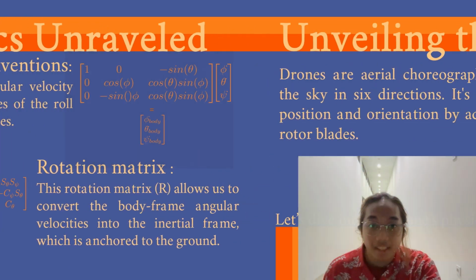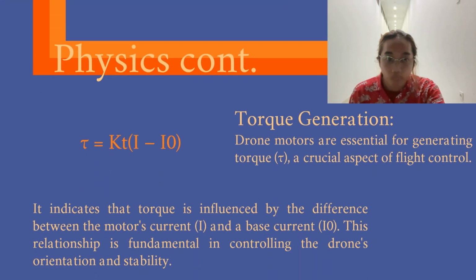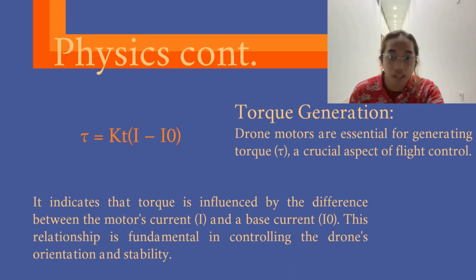Unraveling the physics. Diving into the drone's physical aspects, we discover the heart of control, and that is torque generation. The torque equation, T equals KT (I minus I0), unveils the intricate relationship between torque and current. It showcases how torque depends on the difference between motor current and a base current, playing a pivotal role in controlling the drone's orientation and stability.